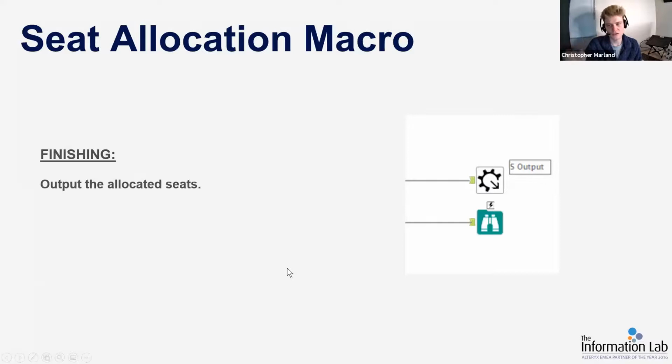Then, on the other side at the bottom, we allocate those seats, and obviously with an iterative macro, it unions it. So that is very helpful.